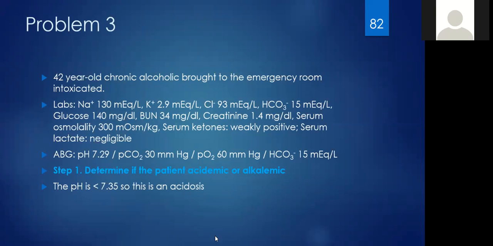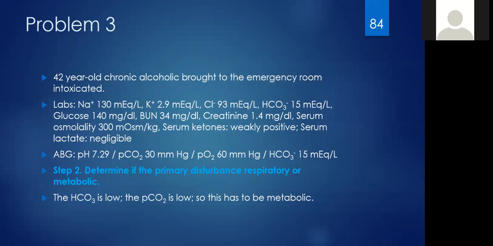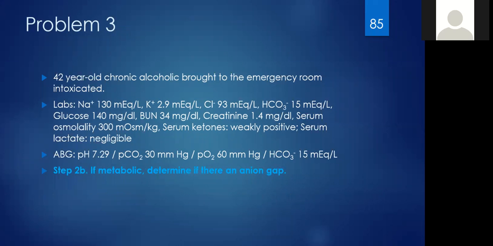Based off of this low pH, you know he's got to have an acidosis. And then determining what the primary disturbance is by looking at your bicarb. If your bicarb is low and your pH is low, this has to be a metabolic acidosis. Next step, 2B, if metabolic, determine if there's a gap. So here's the math for that. Our gap is 22. So we know we have an anion gap metabolic acidosis.